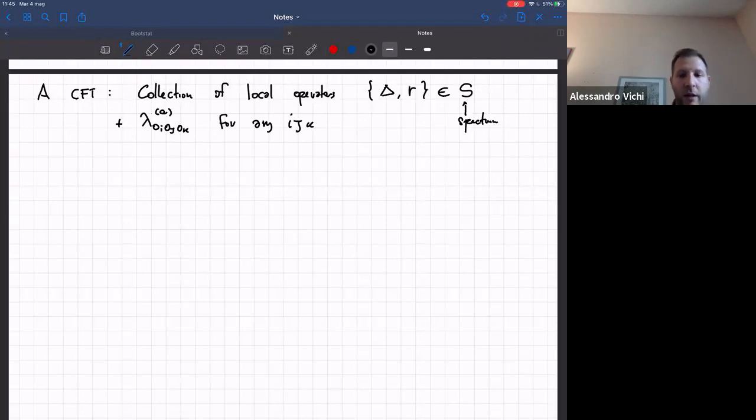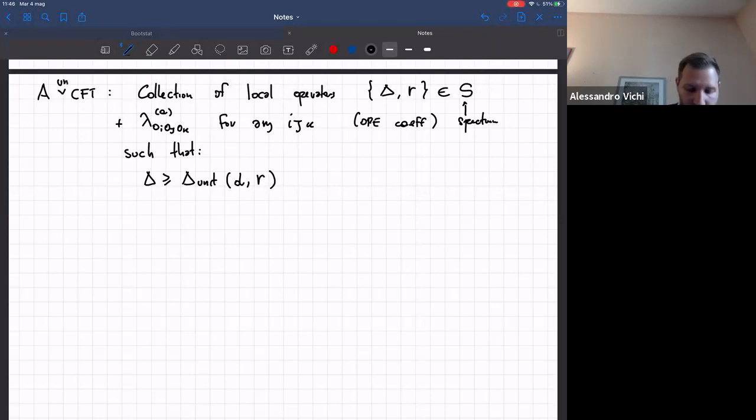Such that, okay, not any choice of these spectra and OPE coefficients defines a conformal field theory. They have to, first of all, obey unitarity. Okay, so delta is larger or equal than delta unitarity, or delta min, which is a function of delta and r. Okay, this is in order to have a unitary CFT.